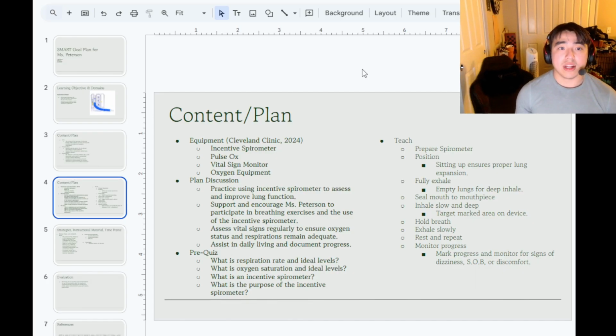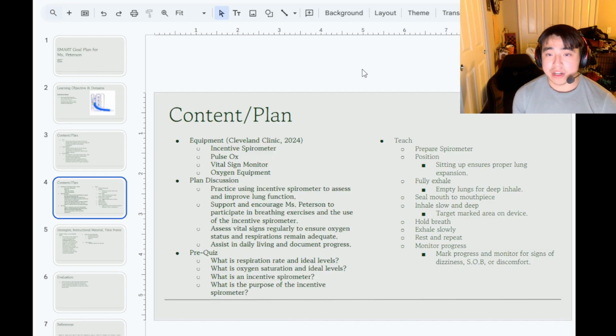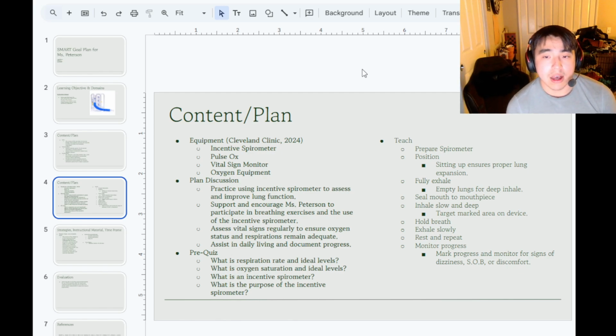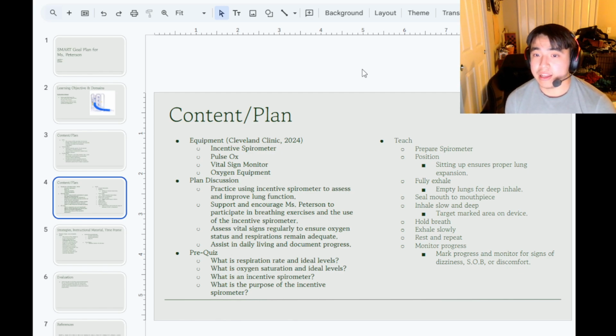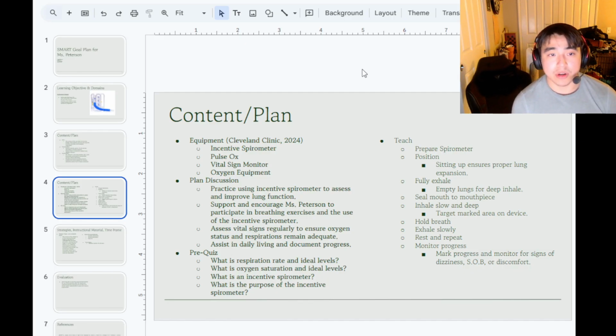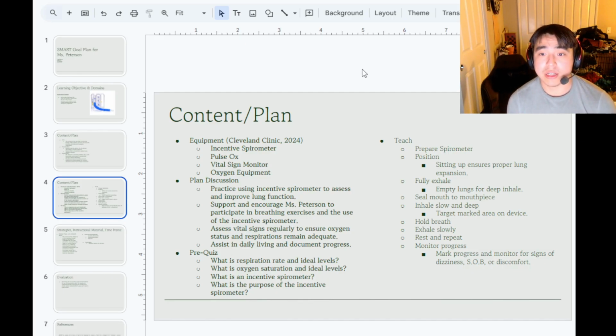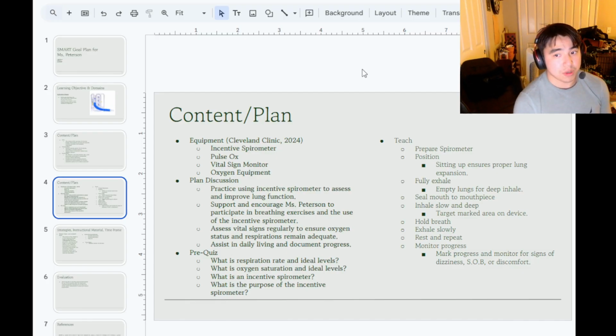And so for the content in our plan, the equipment that we'll be using will be a spirometer, a pulse ox, a vital sign monitor, and oxygen equipment. The discussion of our plan is to practice using the incentive spirometer to assess and improve lung function, and also encouraging and providing support for Ms. Peterson throughout the process in order to participate in breathing exercise and the use of the incentive spirometer.